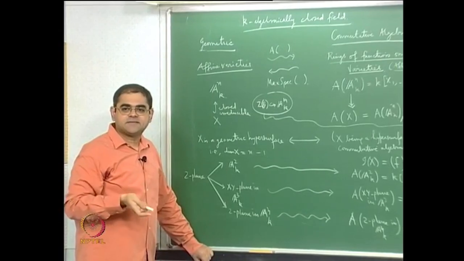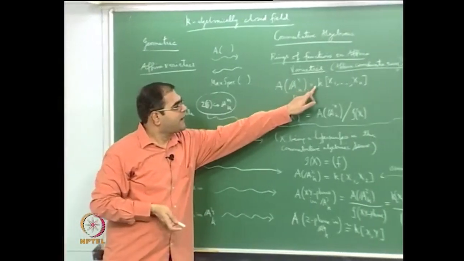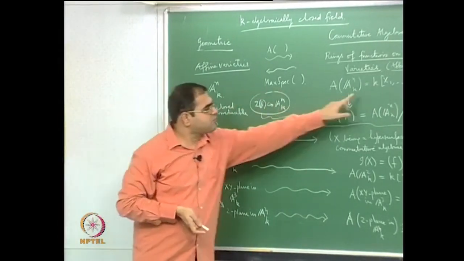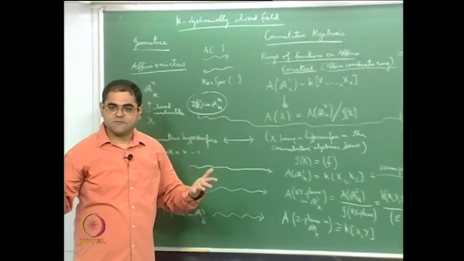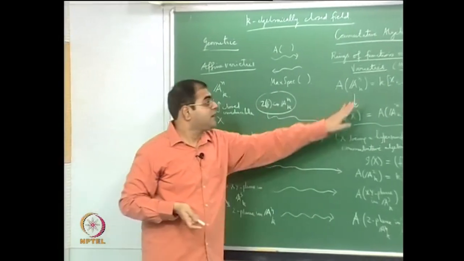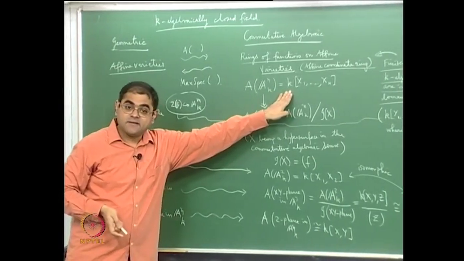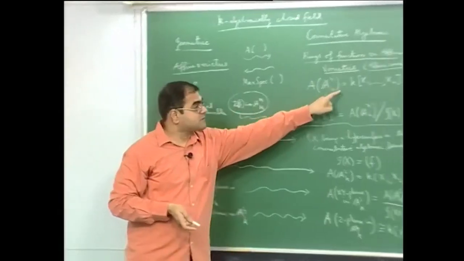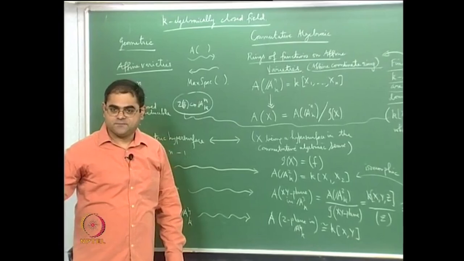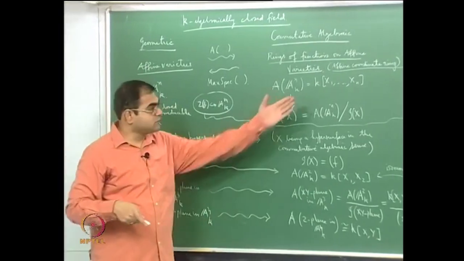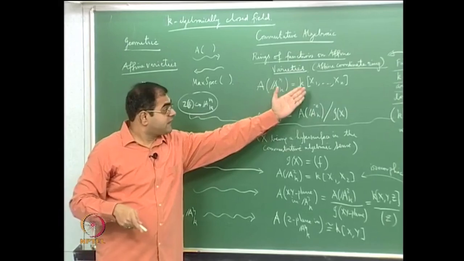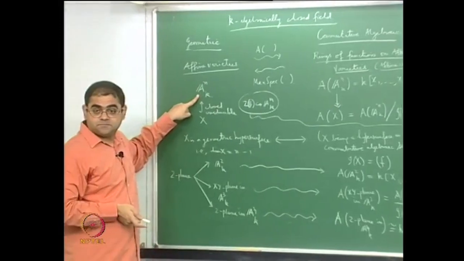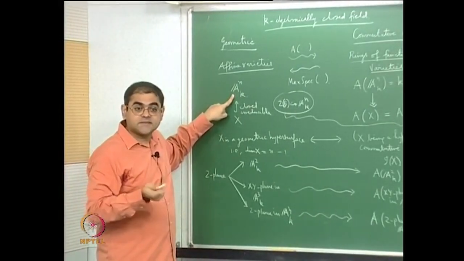We have already seen this in the Nullstellensatz. I already told you that Max Spec of this is actually K^n, because every point in K^n corresponds to a maximal ideal in the polynomial ring. That's exactly what the Nullstellensatz says. So what the Nullstellensatz says is that Max Spec of this as a set is exactly affine space. The point with coordinates lambda_i corresponds to the maximal ideal generated by x_i minus lambda_i. That's what the Nullstellensatz says. But that's just an identification of Max Spec of the polynomial ring in n variables with K^n. In fact, it's just a set-theoretic identification.